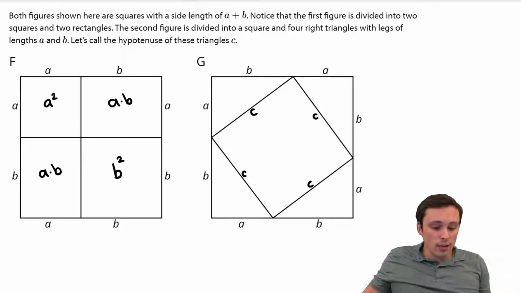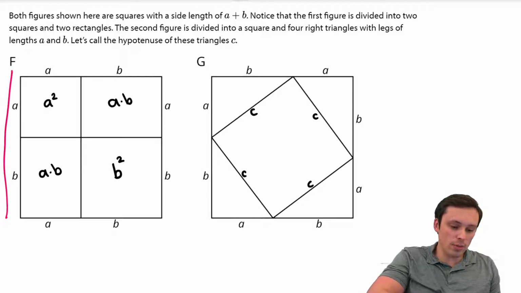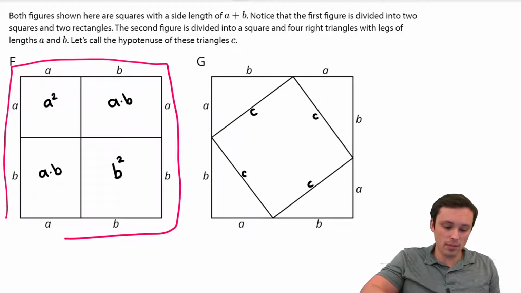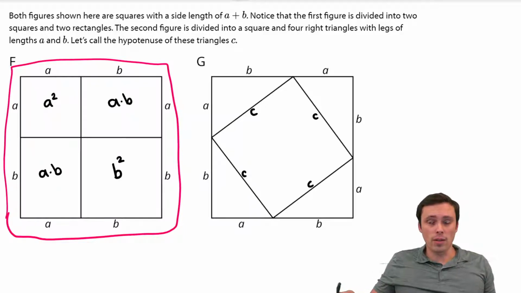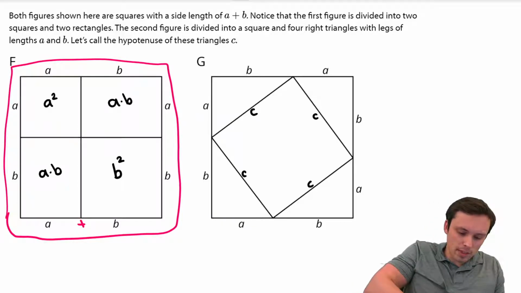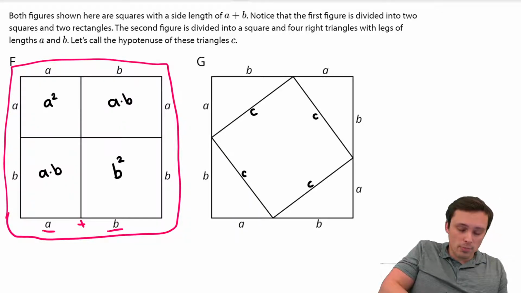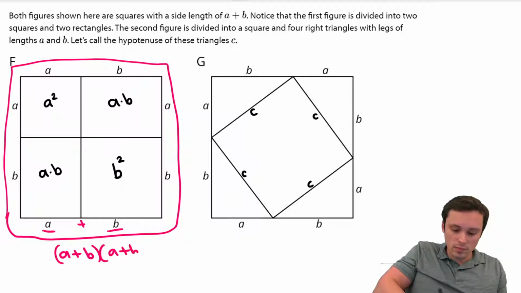Now, what would actually be the area of the entire large shape? What if we wanted to know the area of this entire shape? Well, it's a rectangle, so you'd multiply the side lengths together. What are the side lengths? Aren't the side lengths a plus b, the length of a plus the length of b? So would you agree that the area of this shape would be a plus b times a plus b? Which, if you wanted to, you could write as a plus b squared.